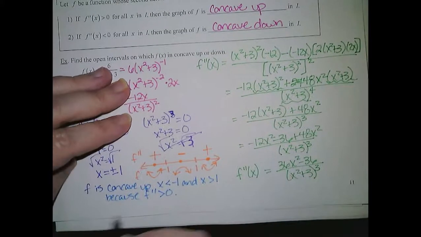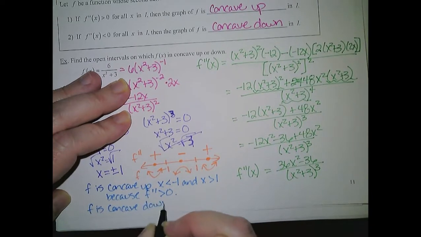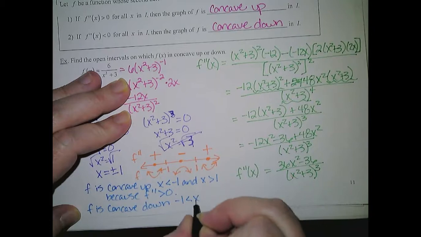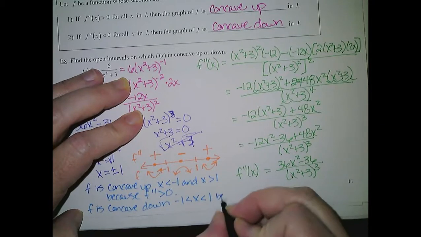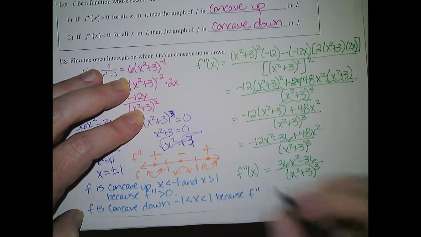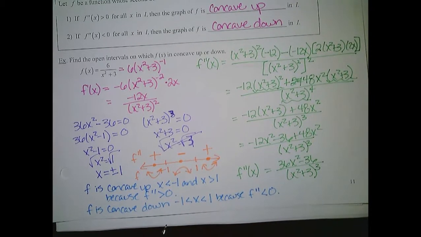We also know that F is concave down between -1 and 1. And we know that because in that region, the second derivative is negative or less than 0. And again, just like when we were discussing intervals of increasing or decreasing, we need to relate that to what information told us that. So just giving the intervals isn't enough. We need to give some kind of justification. So we have to explicitly say, because the second derivative is positive or greater than 0, we know it's concave up. Because the second derivative is negative or less than 0, we know it's concave down.